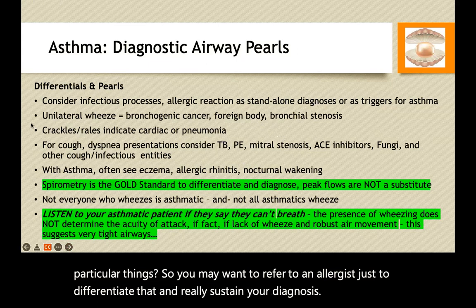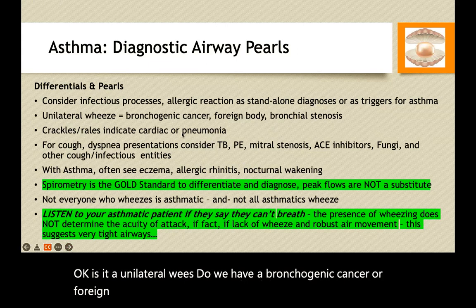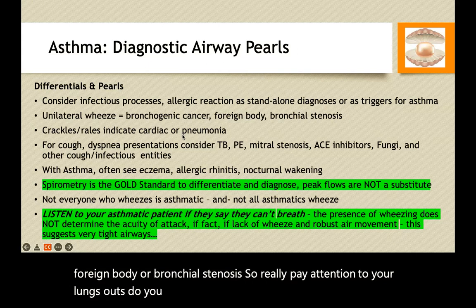Okay, is it a unilateral wheeze? Do we have a bronchogenic cancer, a foreign body, or bronchial stenosis? So really pay attention to your lung sounds. Do you only hear wheeze on one side? Why?